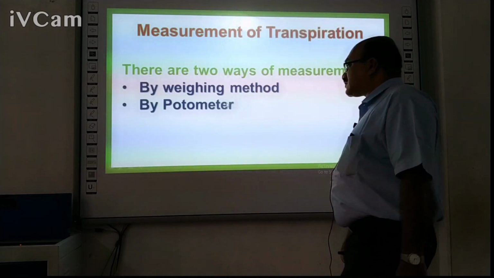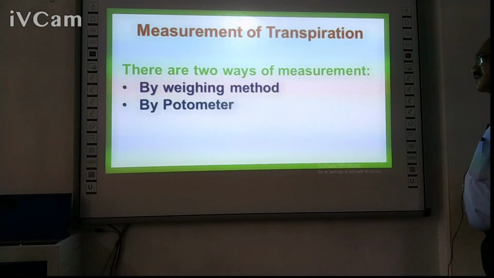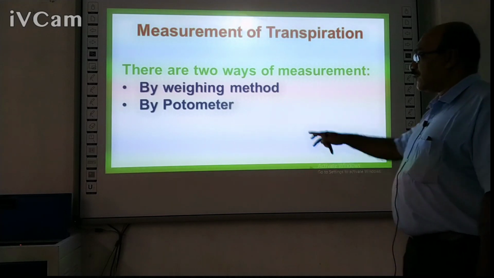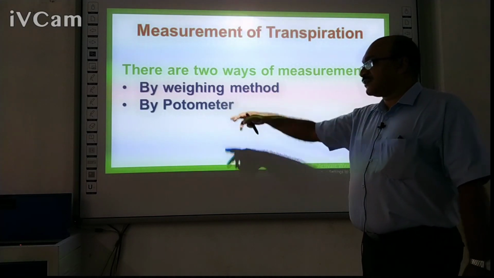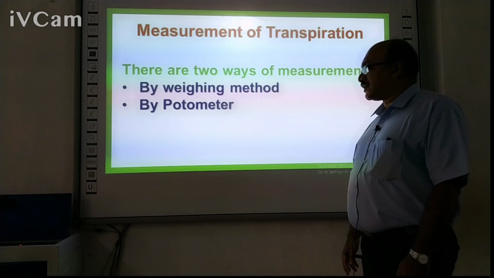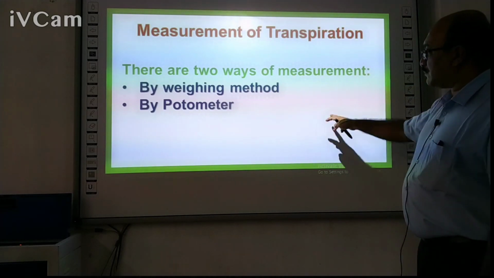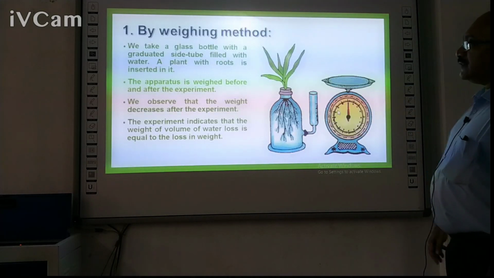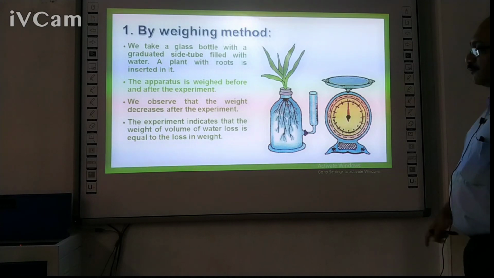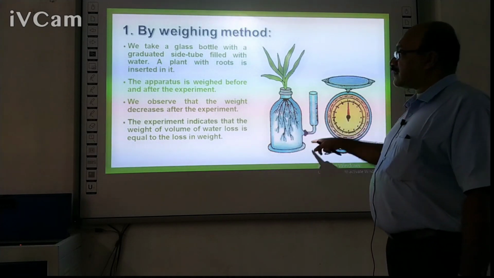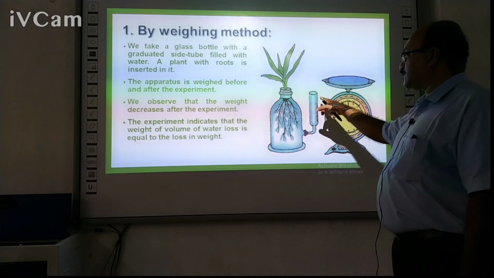There are two ways of measuring transpiration. One is the weighing method and the other is by using a potometer. Let us see one by one. Now in the weighing method, we take a glass bottle with a side tube.